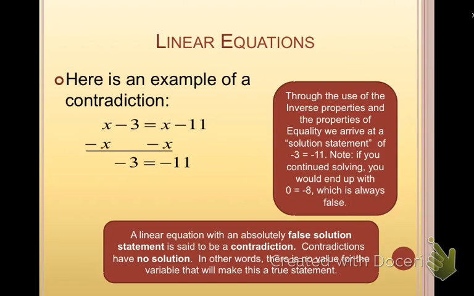A linear equation with an absolutely false solution statement is said to be a contradiction. Contradictions have no solution. In other words, there is no value for the variable that will make this a true statement. So when you go through and solve the equation and you get to the end, and the left side and the right side have two numbers that do not match up, that's how you will know that you have a contradiction.